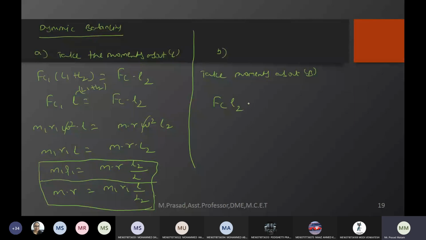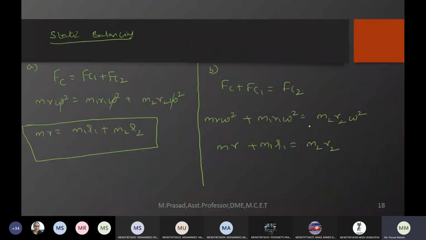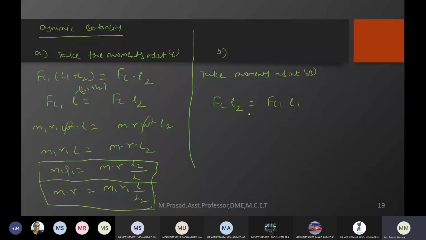Fc into L2, which is equal to Fc1 into L1. I will show again here. You can see here, this is Fc1 multiplied by the distance L1. Similarly, Fc multiplied by the distance L2. With respect to B, I am taking moments. Okay, this is what I am getting: Fc into L2 is equal to Fc1 into L1.